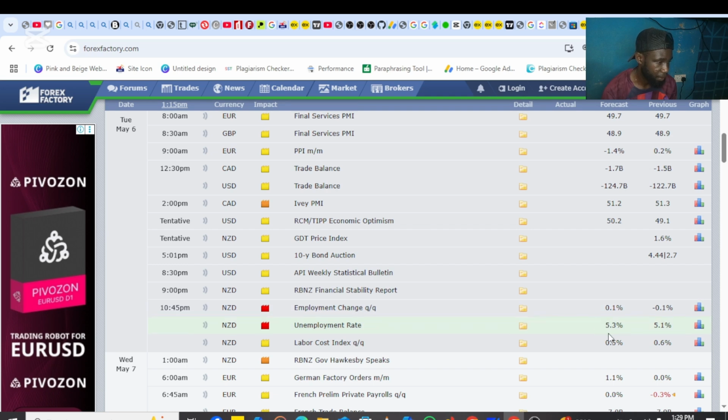This is the expected figure. We are expecting this figure. If the news releases this figure, the news can bring any figure. It can change. But according to the forecast, this is what they are expecting. Okay, thank you. Let's move to the chart.